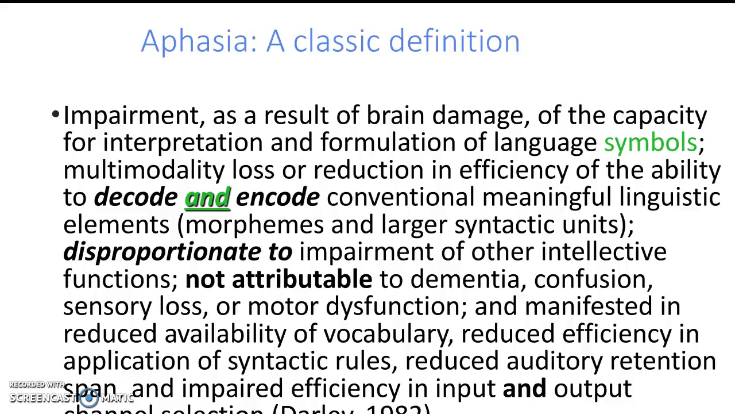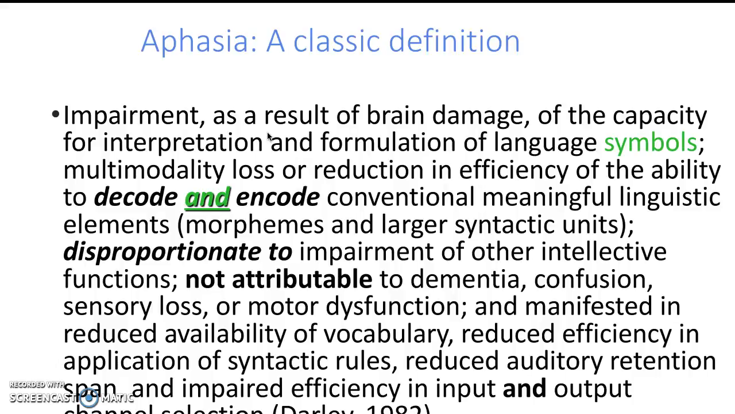So I want to start out by discussing this definition. Aphasia is an impairment as the result of brain damage of the capacity for interpretation and formulation of language symbols. So I want to go back now and take that piece apart. Aphasia is an impairment as the result of brain damage.